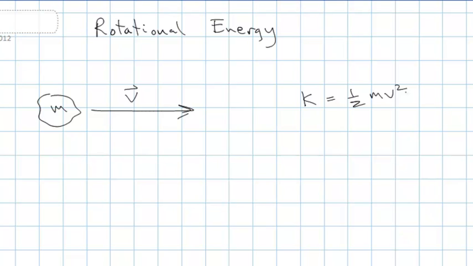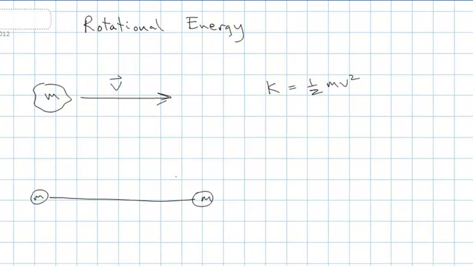If we have some mass, let's keep it really simple. Let's make it some mass on a massless rod, and it's rotating about its center point here. So that's the axis of rotation, and the rod is massless, and we just have these 2 point masses out at the end, and they're spinning around like on a baton, spinning around about its center point.